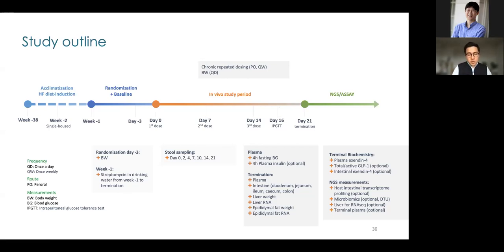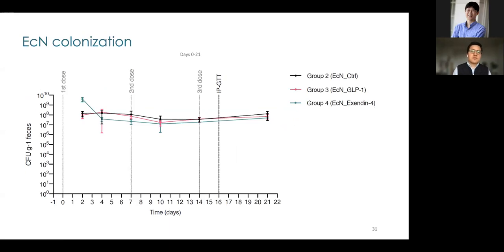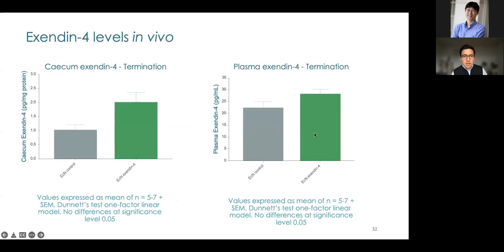So we performed this study, and first I'm just going to talk a little bit about the colonization. Since we introduced this resistance into the chromosome of E. coli Nissle, we were able to have very high levels of colonization after a single dose. And pretty much this colonization stayed the same throughout the study, as you can see here, for both strains, one producing GLP-1 and another one producing XND4.